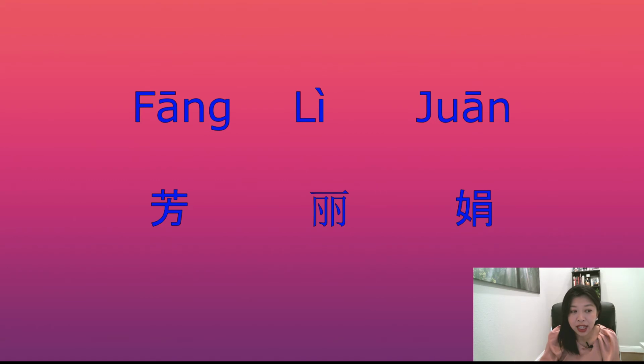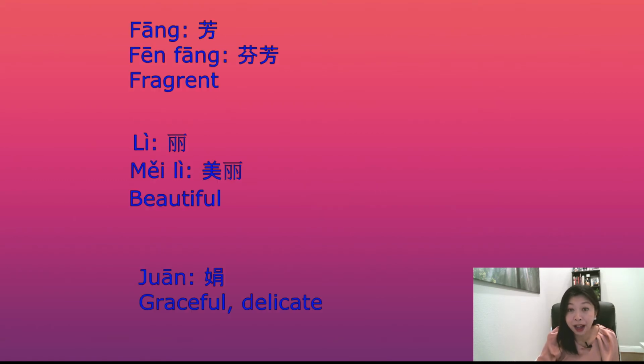The popular names used for girls are 芳, 丽, 娟. 芳 means 芬芳, 芳香, it means fragrant or something that has great aroma. 丽 means 美丽, it simply means beautiful, pretty. 娟 means something graceful or delicate.